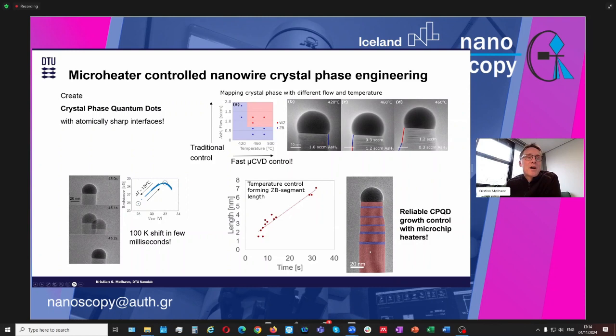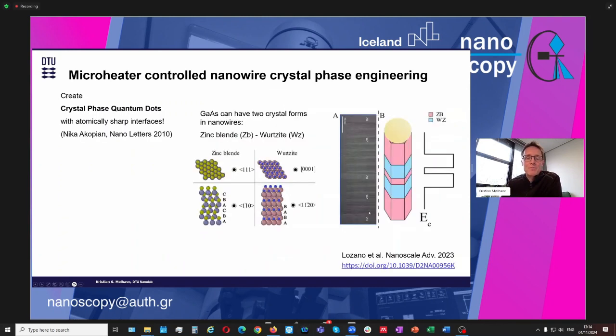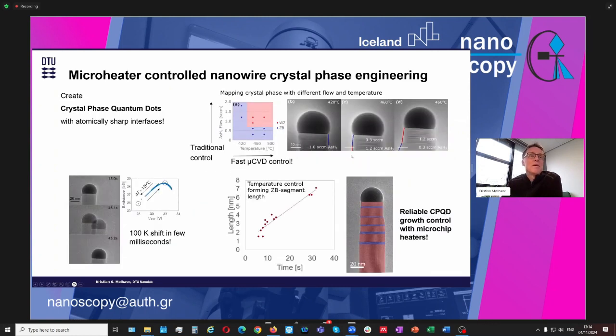And see here how we change between two different crystal phases, because they are nicely distinguishable, as I showed you in the previous slide. Actually, you can easily see the difference between the zinc blende and the wurtzite, because they look different in the TEM. And then we can begin to make quantum dots.